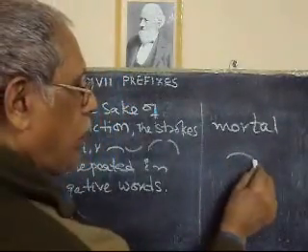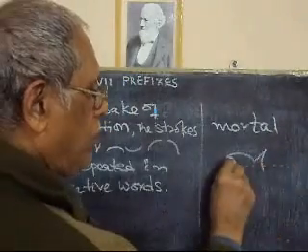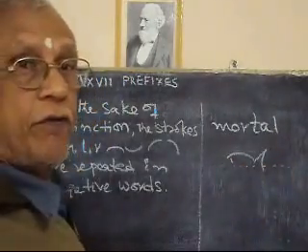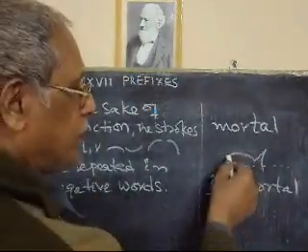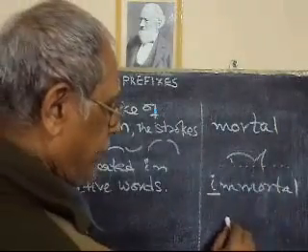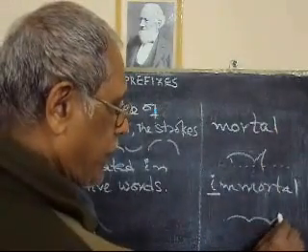Mortal. Negative word, immortal. Now this M is repeated in the negative word. Immortal.